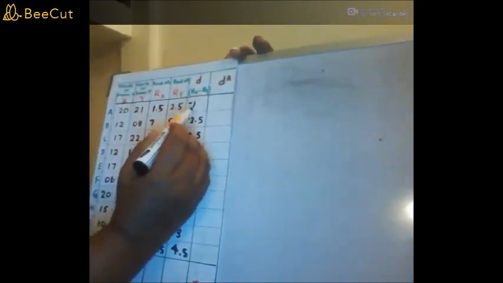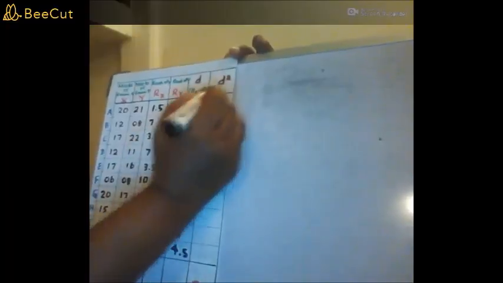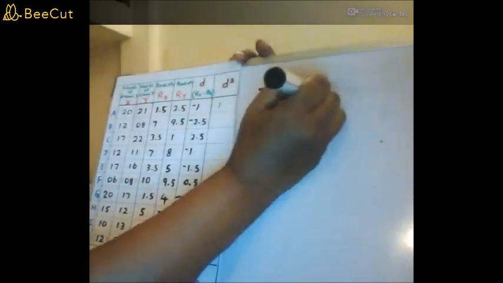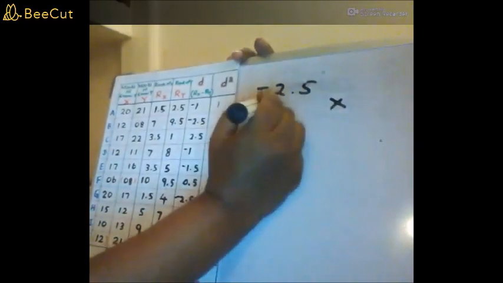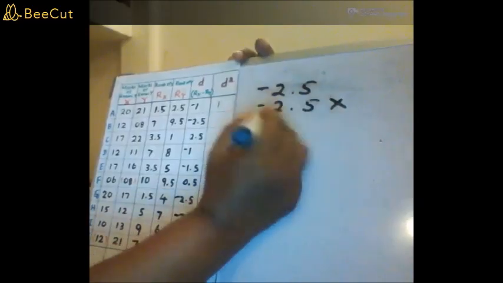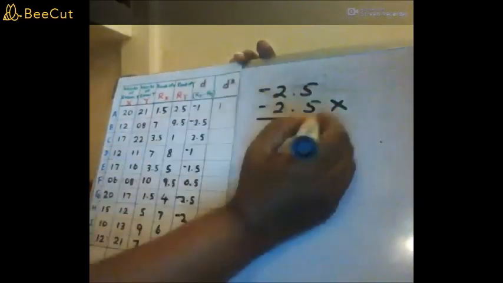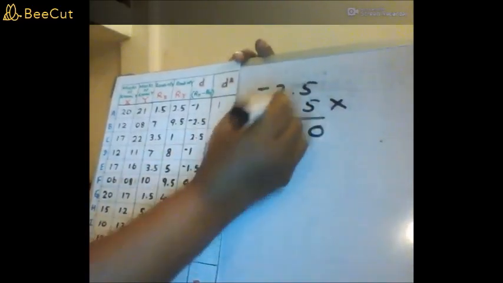See, that's why I gave all these practice activities, right? Minus 1 into minus 1, plus 1. Minus 2.5 into minus 2.5. You do it in your own way, right? We used to learn like this.